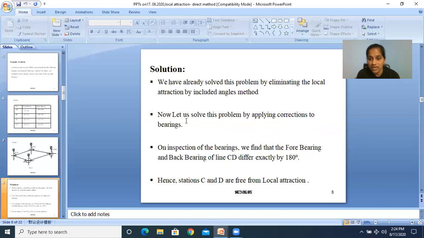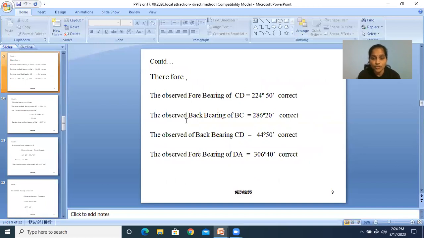Now let us solve this problem by applying corrections. On the inspection of the bearings, we find that the forebearing and back bearing of line CD differ exactly by 180. Hence stations C and D are free from local attraction. Therefore, the observed forebearing of CD, observed back bearing of BC, observed back bearing of CD, and observed forebearing of DA all are correct. That means the bearings which we have taken from the stations C and D all are correct. So these four bearings we have taken from C and D stations. That's why these are correct values.